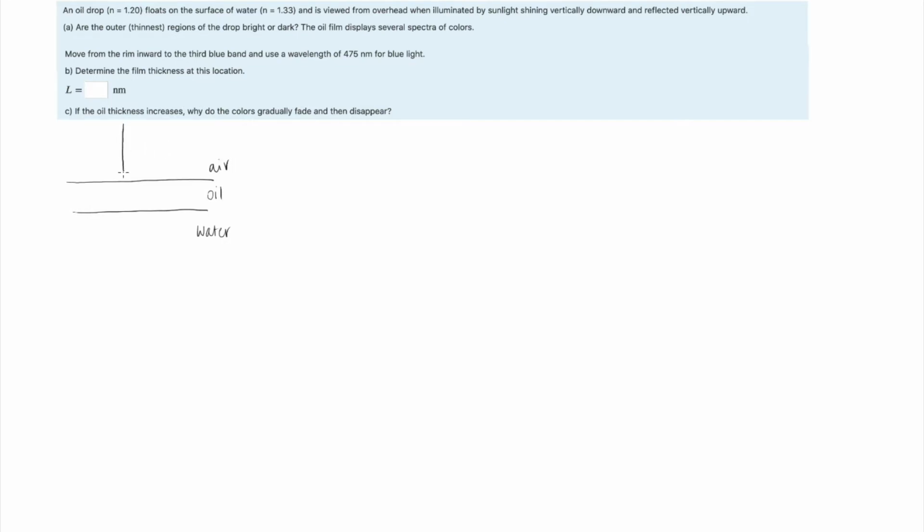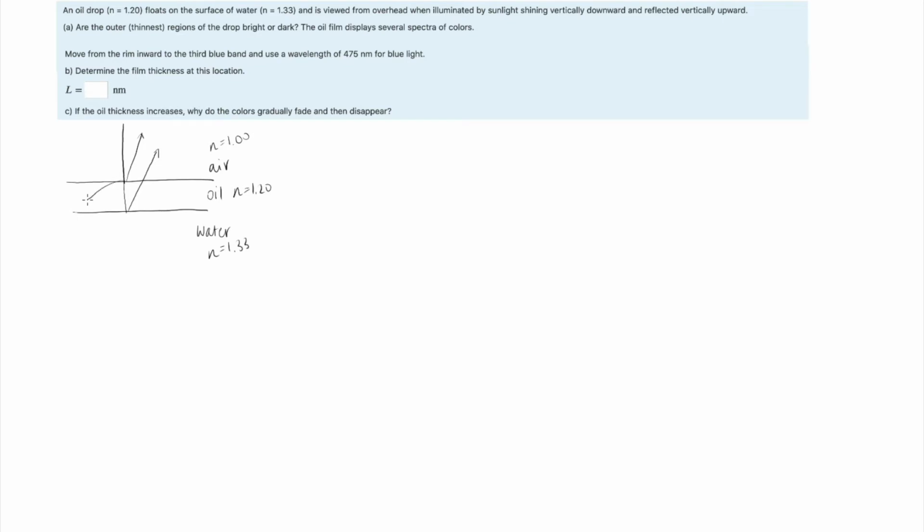Now, sunlight is going to come down and be reflected off the air-oil interface, and then it is going to be transmitted through the oil and also reflected off the oil-water interface. Okay, the refractive index of oil is 1.20, the refractive index of water is 1.33, the refractive index of air is 1.00. Okay, are the outer, thinnest regions of the oil drop bright or dark?